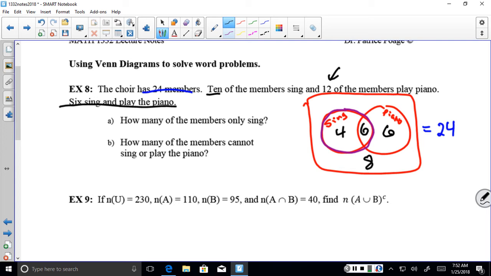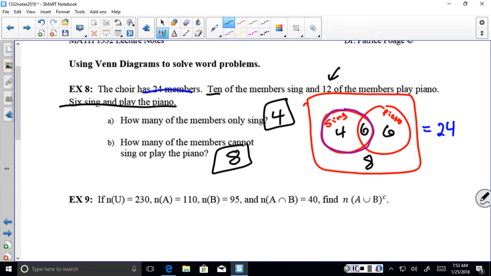So once we have our picture, once we have all 4 parts put into our picture, then we can answer our questions. How many of the members only sing? 4. How many of the members cannot sing or play the piano? 8.